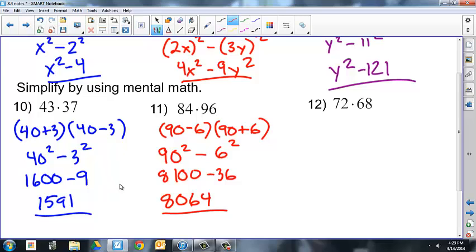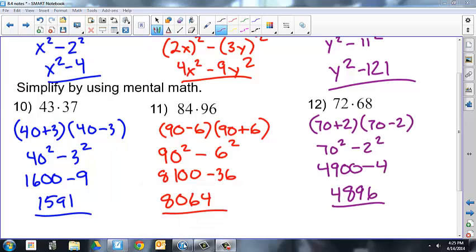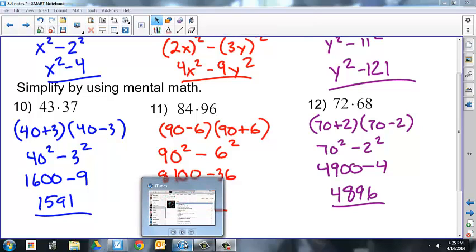Again, for one last time, pause the video, work through number 12, and then hit play to see how you did. Here is my solution. I hope yours matches.